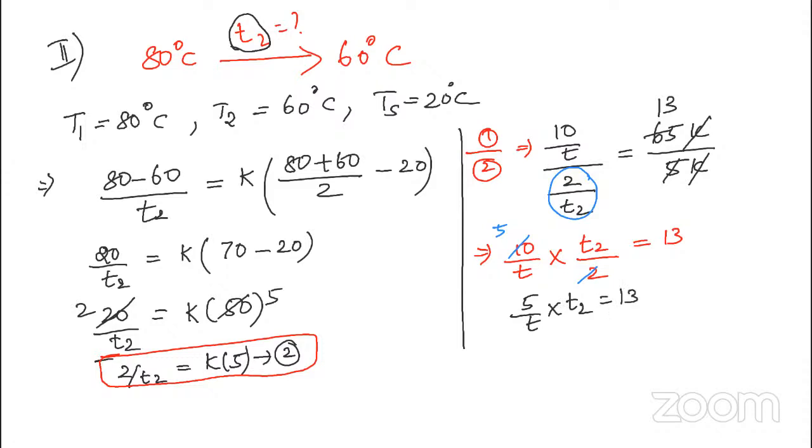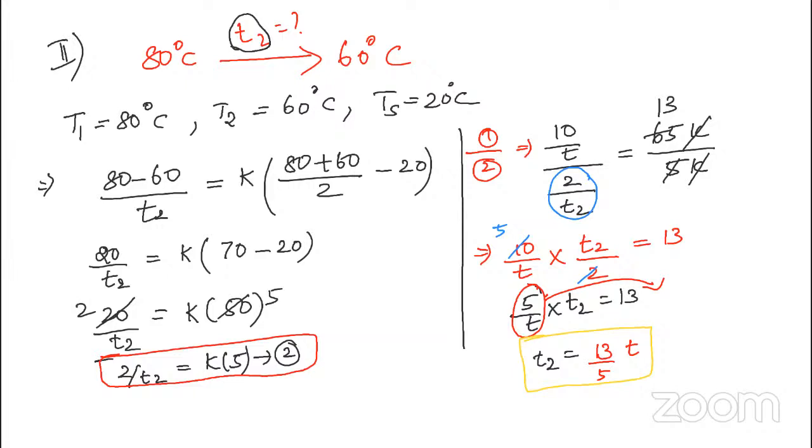So we need T2. T2 is what we need. Since we need only T2, what can we do with these two? We have to take it to the opposite side, but when it goes to the opposite side it should be reversed. So 13 into t divided by 5. So this is option 2, that is B. This is option B is the right one.